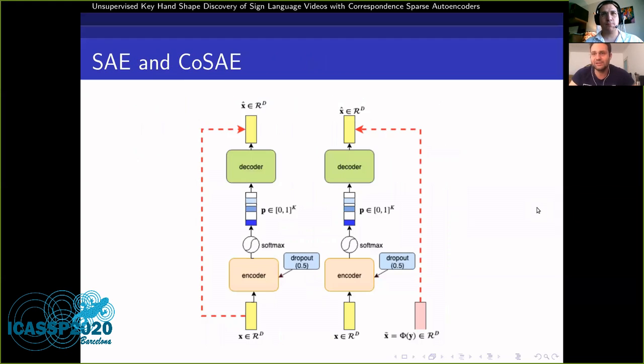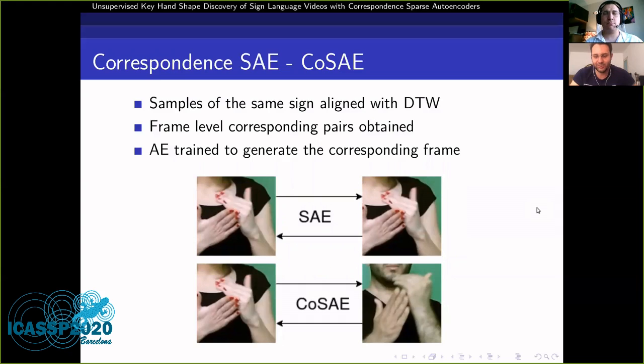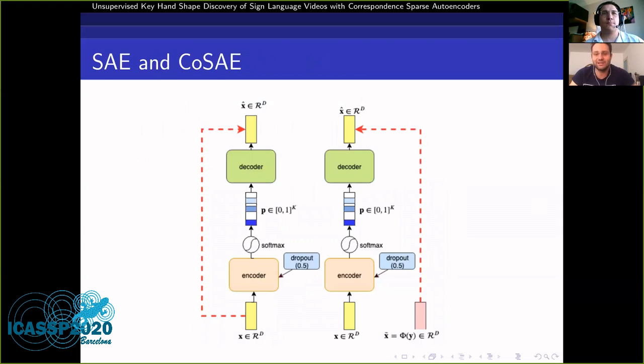In this figure, we see two key hand shapes that produce each other. The flowcharts of the SAE and the co-SAE can be seen on this figure. The middle layer activations give us the key hand shape assignments.